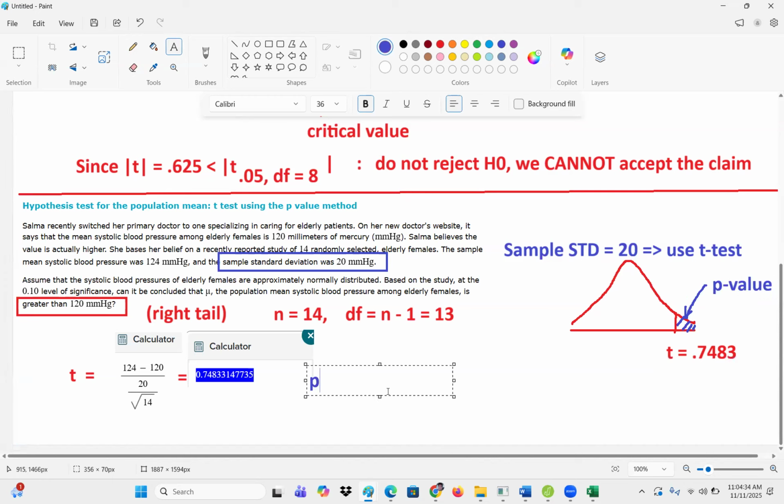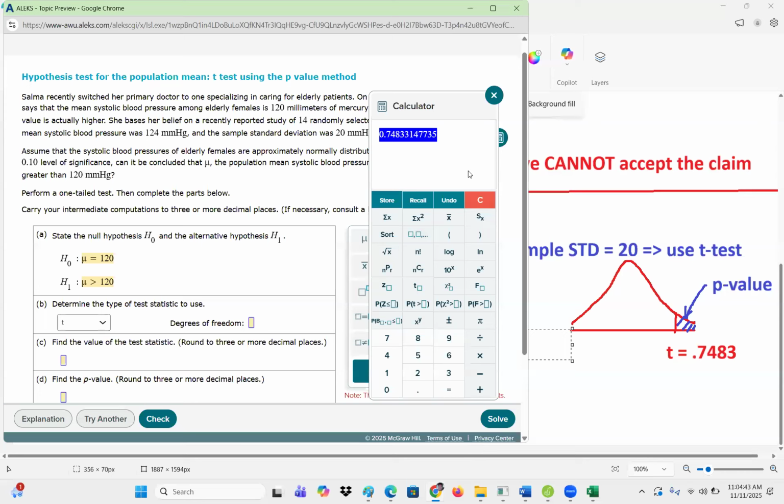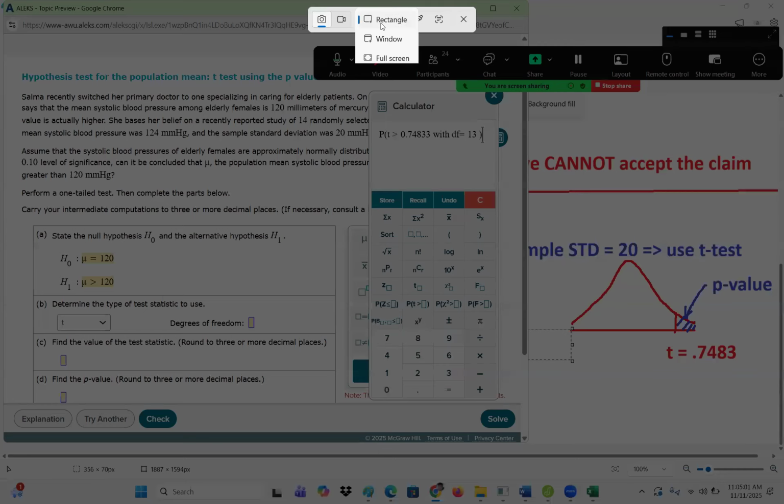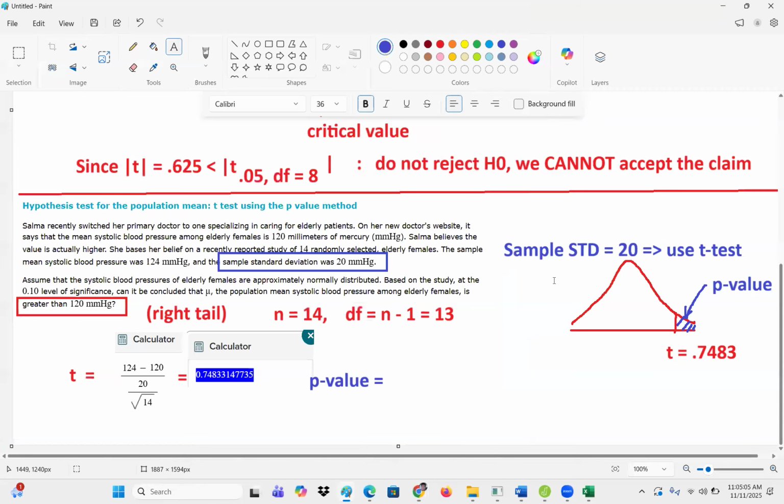So the p-value is equal to the P of t greater than that, with degrees of freedom equal to 13. I don't think we need a lot of decimal points, just making sure we don't take so many of them. I can copy the entire thing.